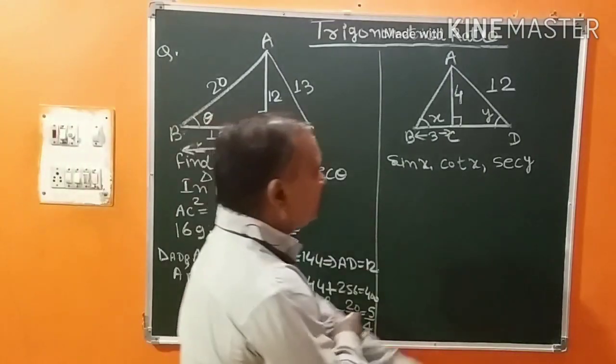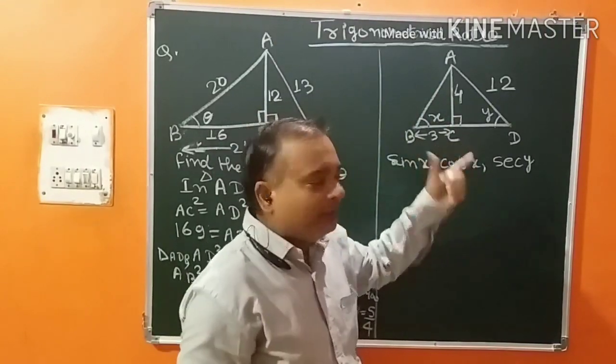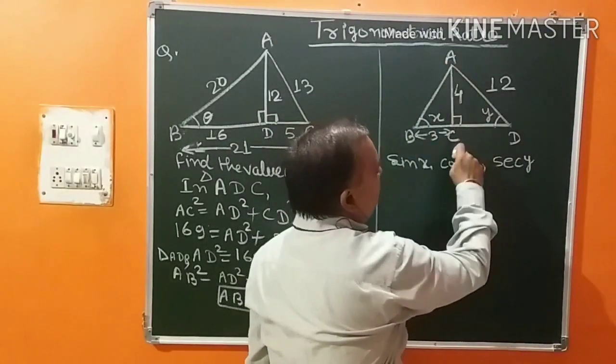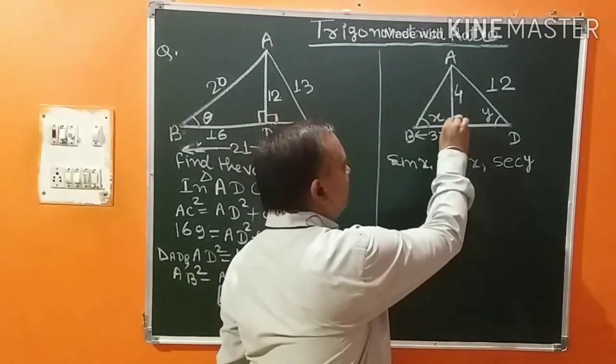Now, next question. In this diagram, there are two right angle triangles ACD and ACB.